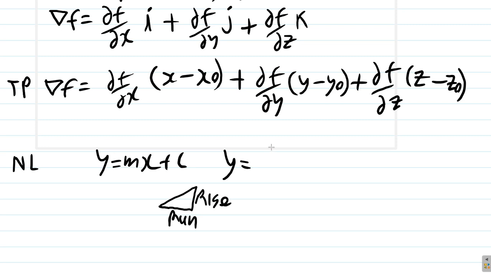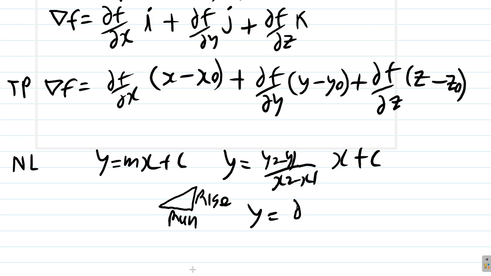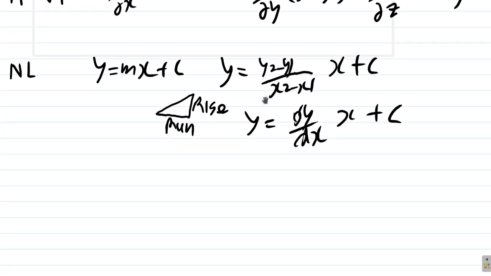Should help you to remember the normal line equation. y2 minus y1 over x2 minus x1 times x plus a point c. But the change in y over change in x is really dy by dx times the value of x plus c. So once you remember that, you remember the normal line equation.